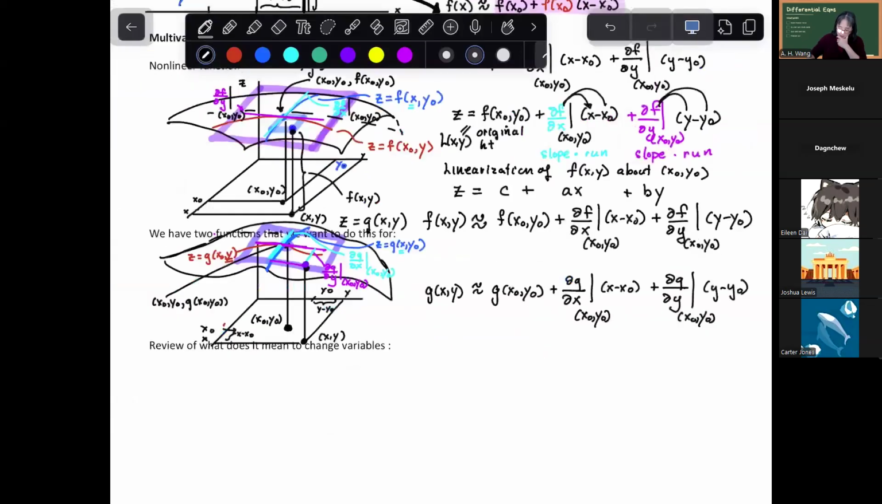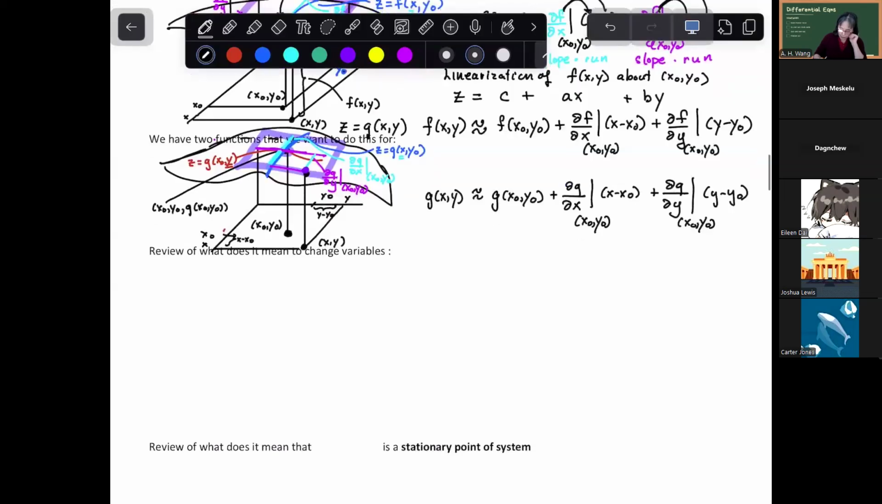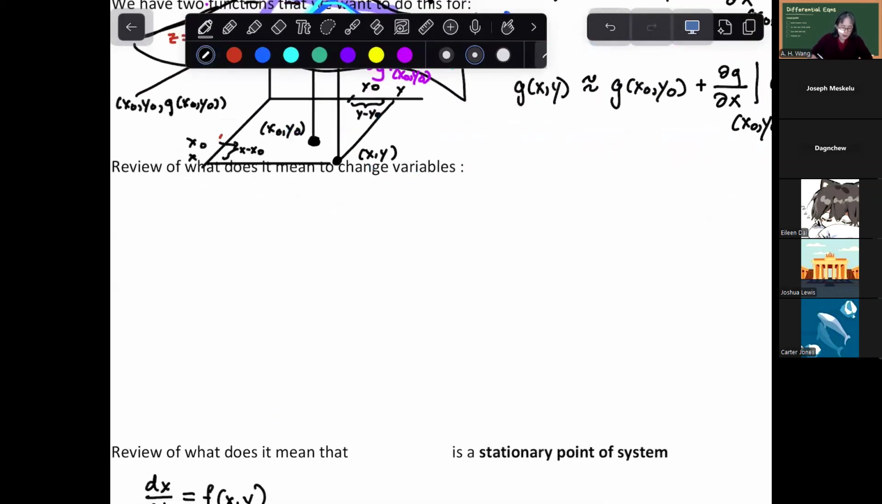What are the two things from? Well, remember what we were doing. What we're really doing is looking at dx dt and dy dt. This is our system, and this was the f, and this was the g. Now, I want to do a teeny quick review about what it means to change variables.